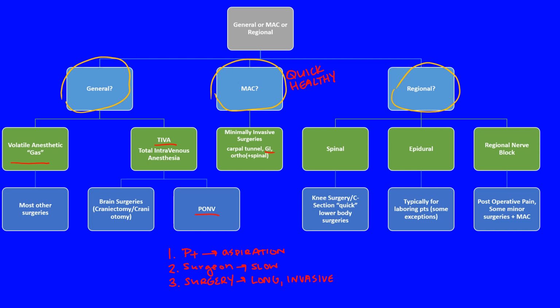Now, can you use a gas with an LMA for carpal tunnel surgery? Sure, but it might be a little bit overkill. You might be providing too much anesthesia for the type of surgery, the length of surgery, and the health of the patient. Sometimes it's heavily dependent on the provider preference.